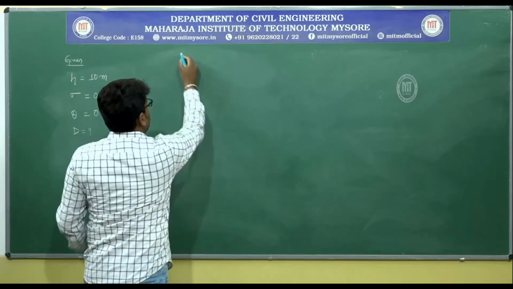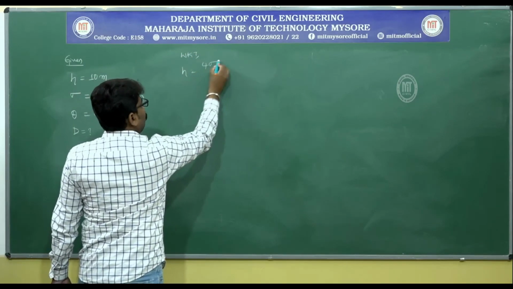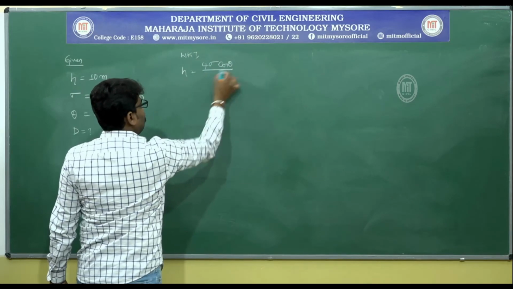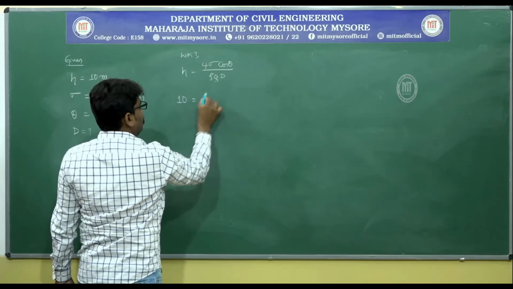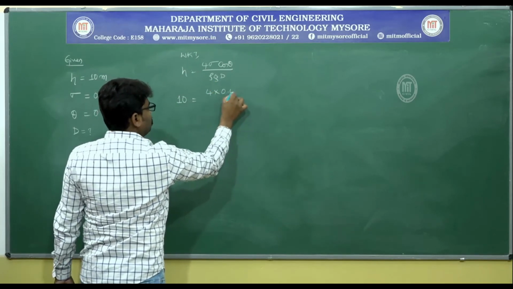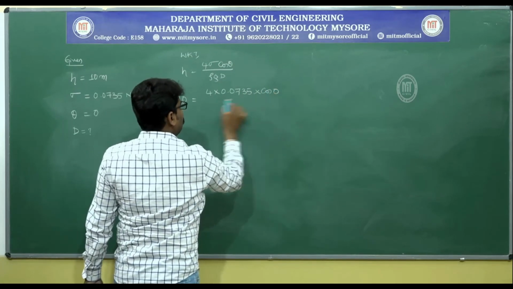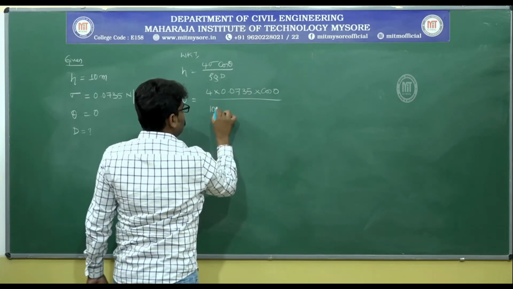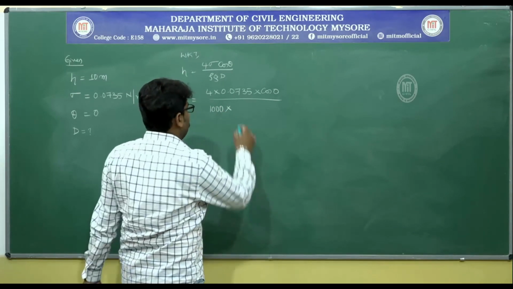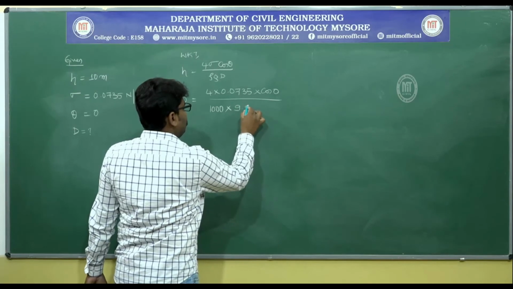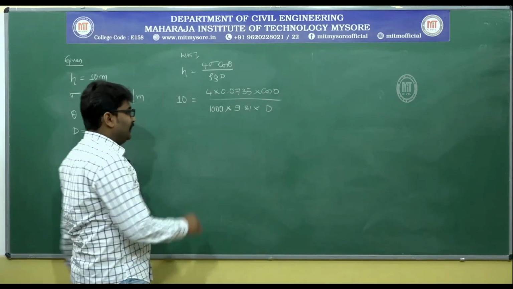So we know that h is equal to 4 sigma cos theta by rho g d. So h is equal to 10, which is 4 into 0.0735 into cos 0 divided by rho, which is 1000 because it is very similar to water, that is what is given in the problem, into g, which is 9.81, multiplied by the diameter, which is what needs to be calculated.